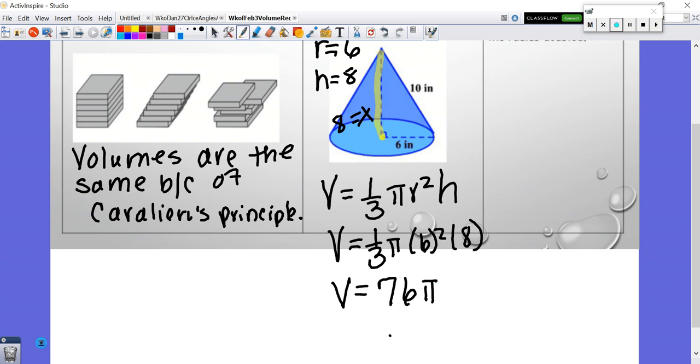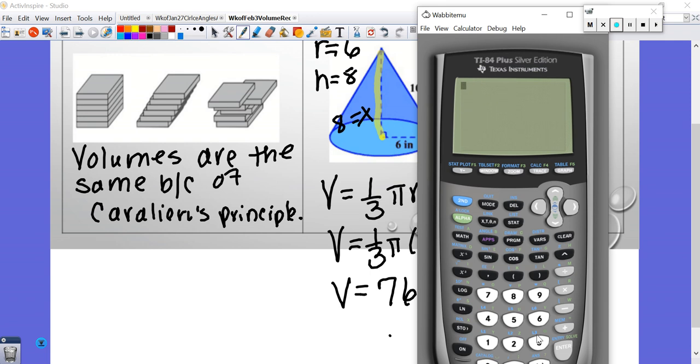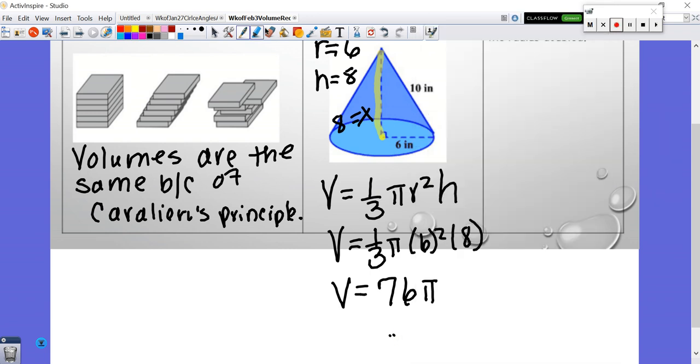And I'm going to double check my math. Make sure I'm good. So 36 times 8. Oh, it's 288. Divide that by 3. Okay, it's 96. I was short. So this is 96 pi. And y'all, try to exercise your mental math just to make sure your brain is still working in that capacity and it's not totally dependent on the calculator.